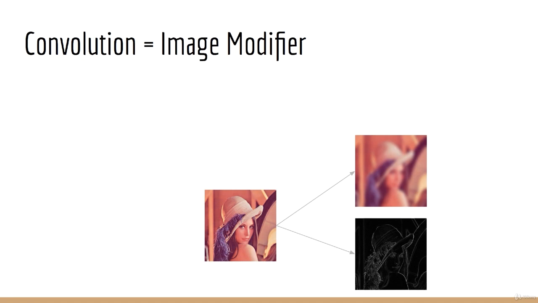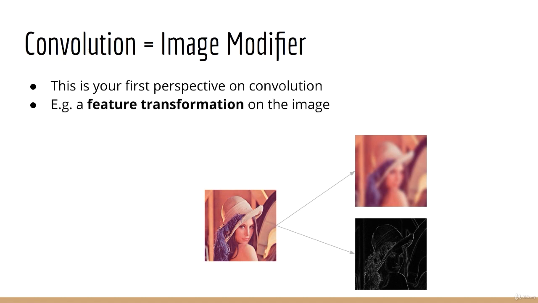So that's your first lesson on how to view convolution. This perspective is that convolution is an image modifier. The input is the original image, and the output is a modified or transformed version of that image. In other words, you might think of this as a feature transformation on the input image. You know, that sounds curiously like what a neural network does.